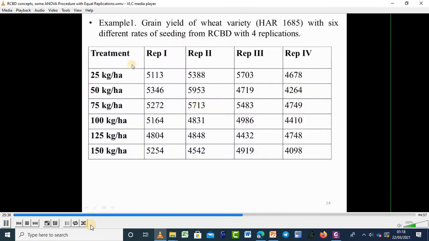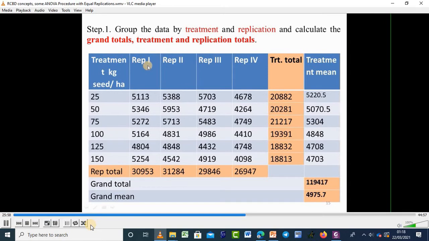So the data was this. These values were the yield of the variety using different seed rates and in 4 replications. Therefore, as we have seen, the first step of ANOVA is to group the data by treatment and replication, and calculate the grand total, the treatment totals and the replication totals.